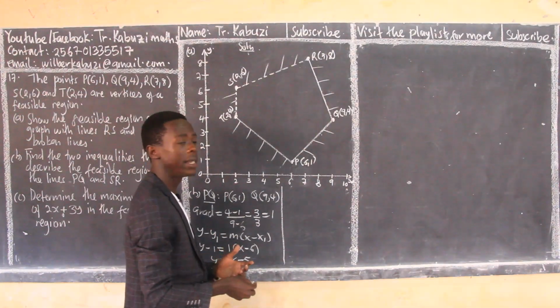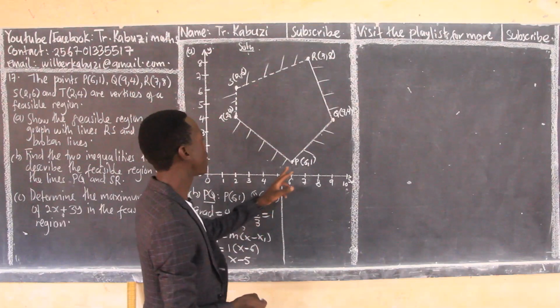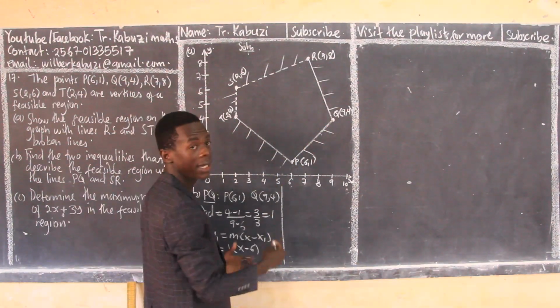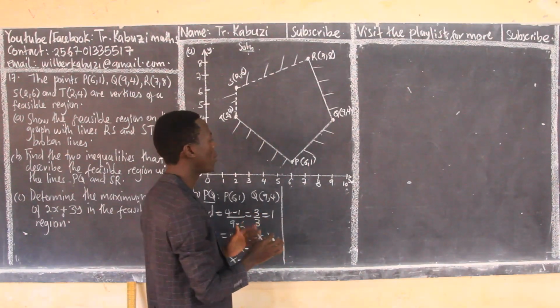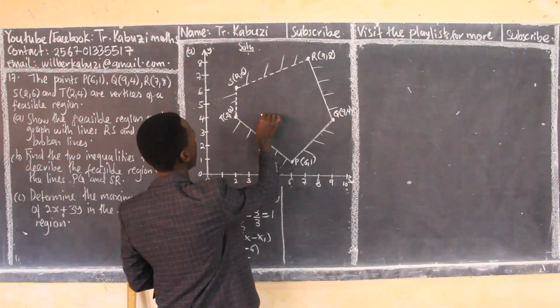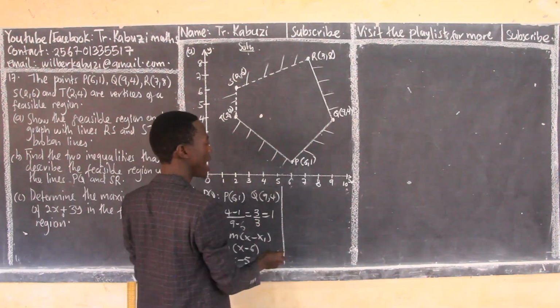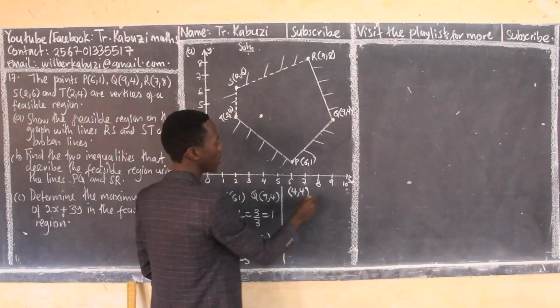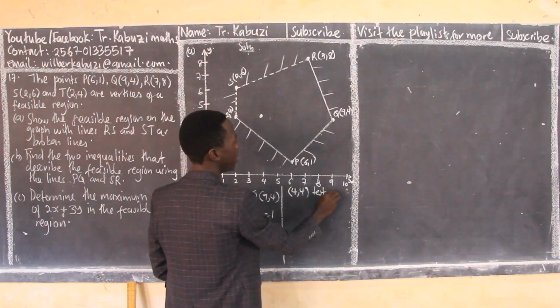Now I need the test point to know the inequality. My PQ is a solid line. So using the test point, let me use a point inside the feasible region, not to confuse you. So 4, 4, I think you see 4, 4 is just here. It's inside here. So this one is going to act as my test point.